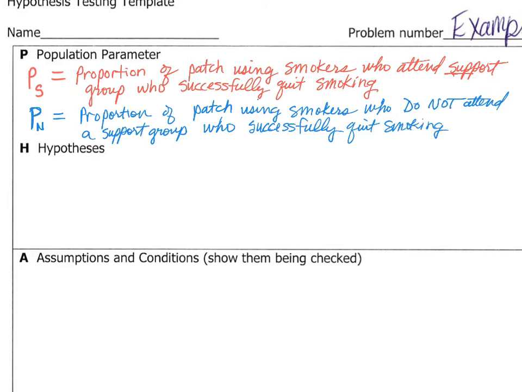All right. So our null hypothesis, what would we start off saying about these two groups? They are the same. They have the same success rate. So the proportion of smokers and proportion of non-smokers is the same. Okay, what would my alternative be? PS is greater than PN. The proportion of smokers that use the support group is more successful than the proportion of smokers who do not use a support group. Okay, very good. That's the hypothesis statements.